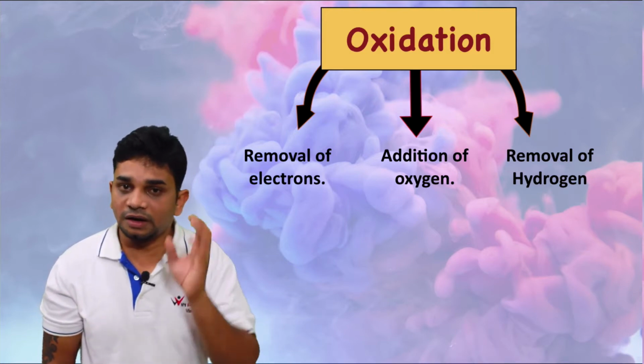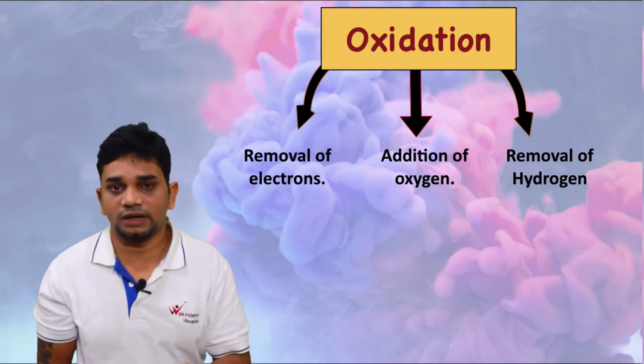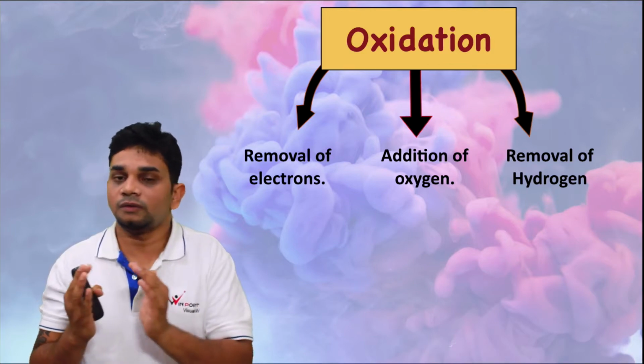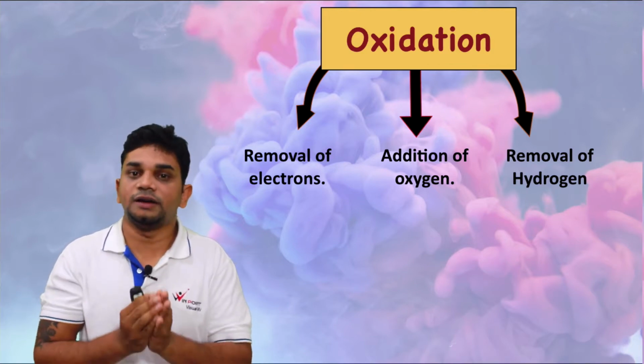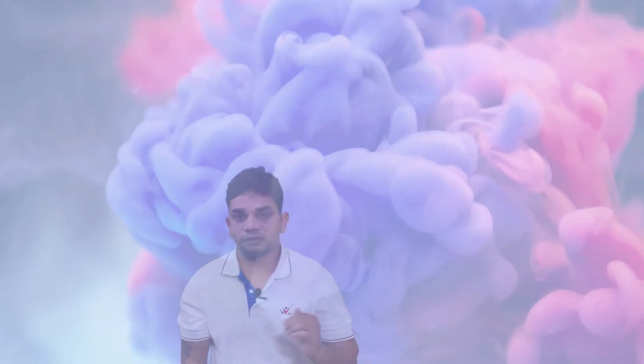Second definition is addition of oxygen. If you are adding oxygen to an element, it is oxidation. Addition of oxygen. Removal of hydrogen. Removal of electrons or removal of hydrogen, and addition of oxygen, are oxidation. You need to learn all these definitions. Let us discuss oxidation with the help of an example.